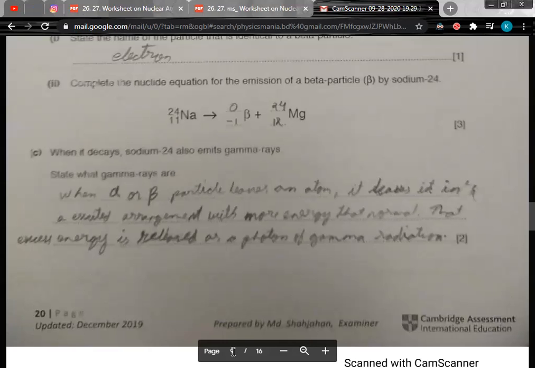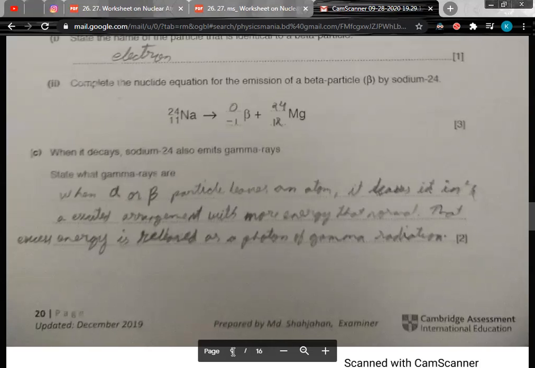Okay, actually they are asking you only about the properties of gamma rays. What is gamma ray? That's it. How gamma ray comes about, they are not asking that. Is it clear to you? Yes, sir. They did not ask you how gamma rays come. They are only asking you what gamma rays are. So what is gamma ray? You have some properties of gamma ray, right? Yes, sir.